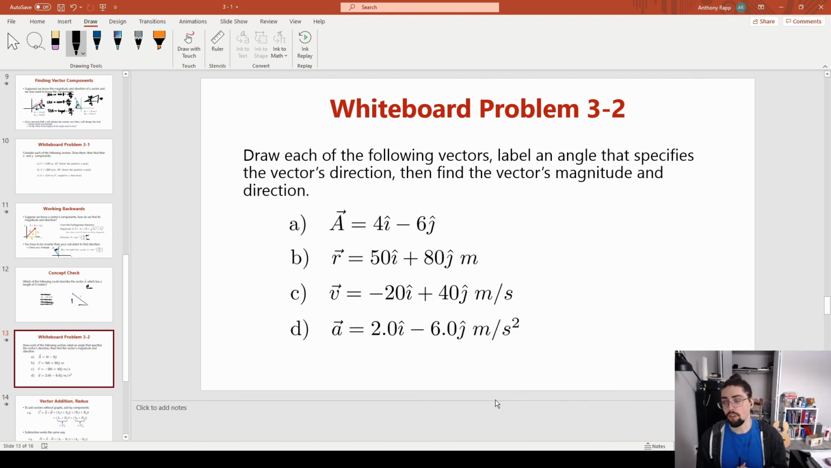For each of these vectors, here's what I want you to do. Draw out your axes. Draw the vector. Find its direction. Find its magnitude. All 3 of those for each of these 4 vectors. So, take the next 4 or 5 minutes, closer to 5, say. And then we will take a look at this one all together.